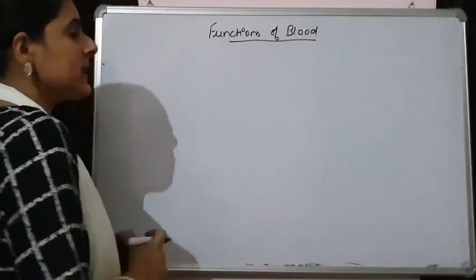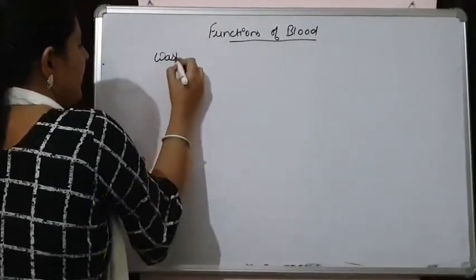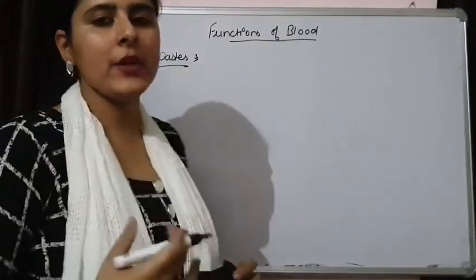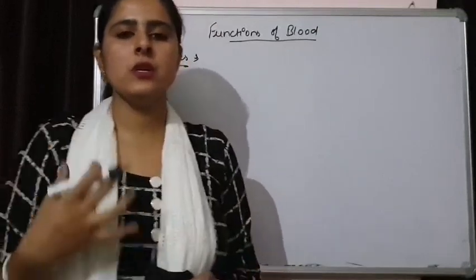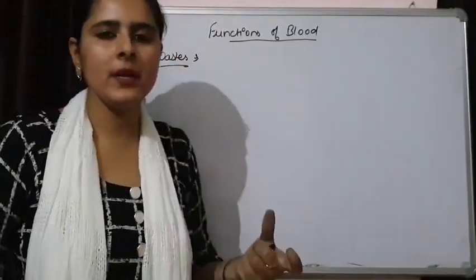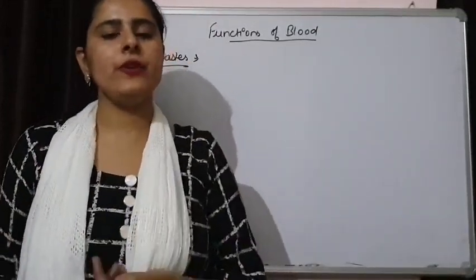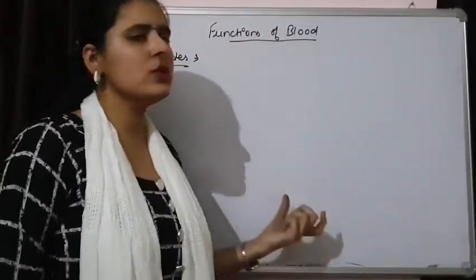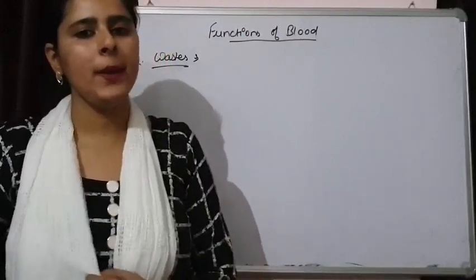Another, blood is containing waste. Nitrogenous wastes like urea and uric acid also enter into the blood and go to the kidney, from where filtration takes place. So this is how various functions of our body are performed by blood.